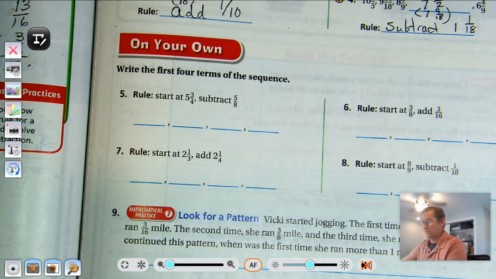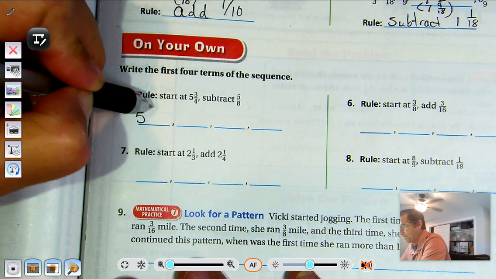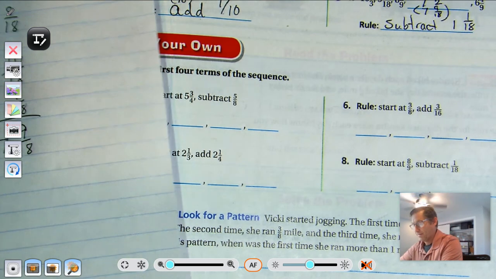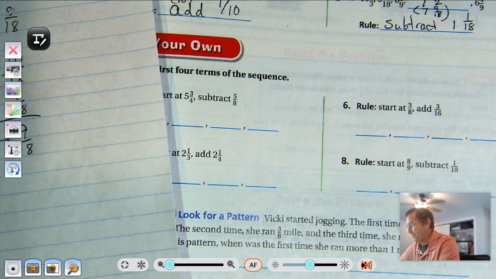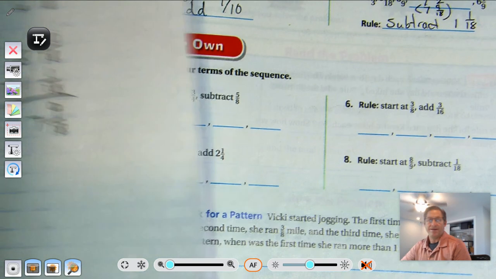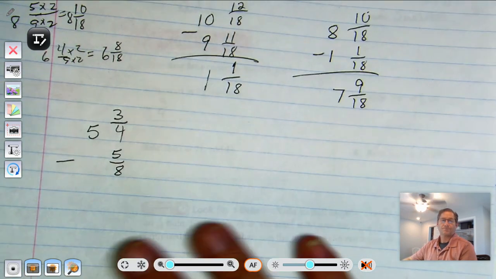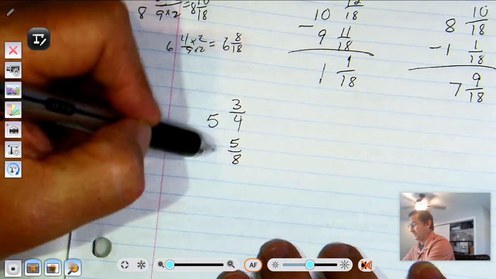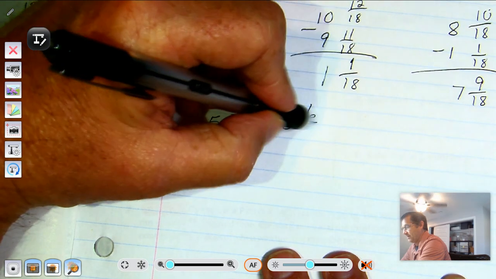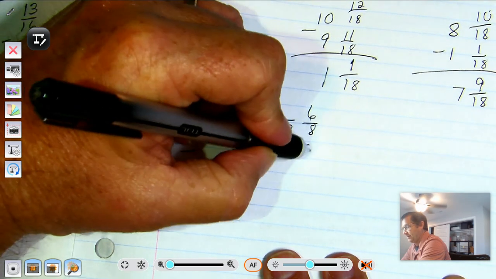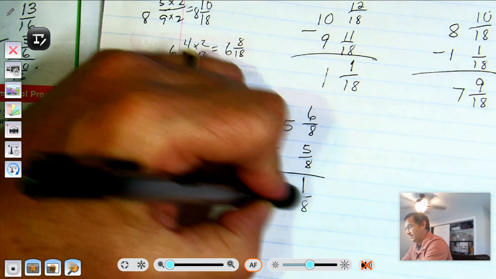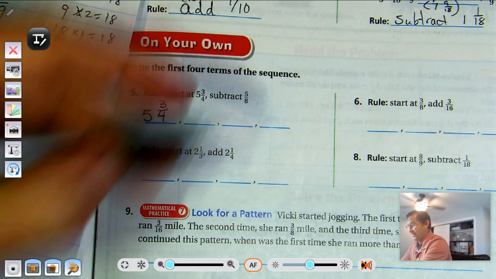Okay, number 5. Start at 5 and 3/4 and subtract 5/8. 5 and 3/4 minus 5/8. Okay, well, we have different denominators, so I'm going to multiply the 3/4 by 2 to get 5 and 6/8 to take away 5/8. 6 take away 5 is 1. So our next number is 5 and 1/8.